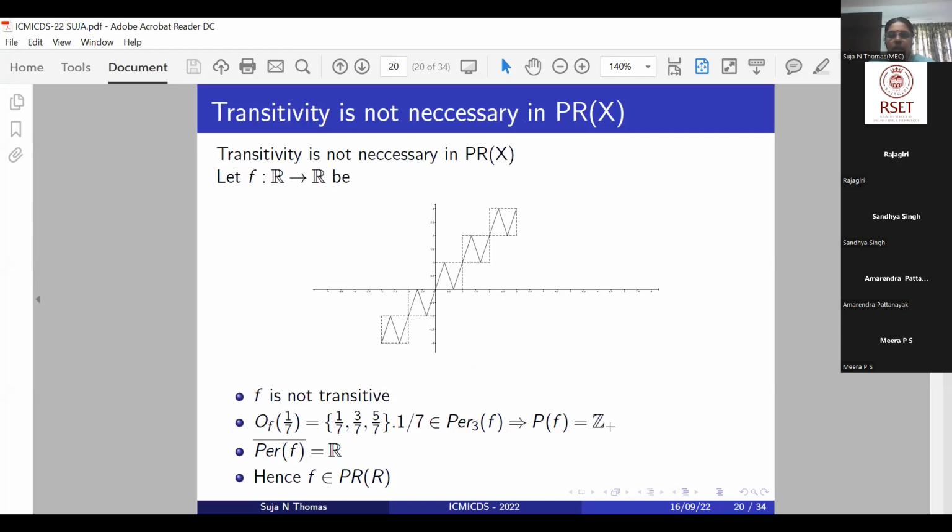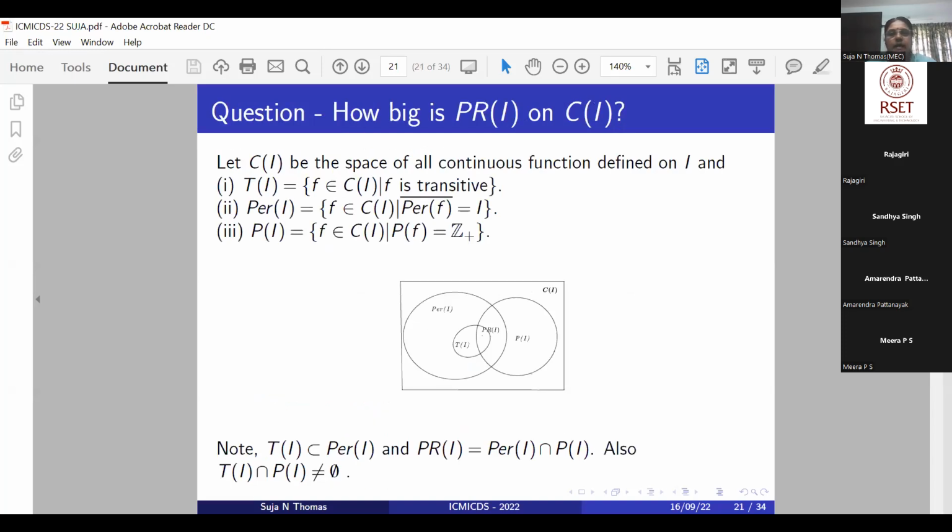Now, transitivity is not a necessary condition for a map to be in PR(X). For example, if you consider a map whose graph is shown here, this is not transitive because the iterates of f in the n plus 1 block will remain in that block itself. It will not go out. But both the conditions, P(f) equal to Z plus and Per(f) closure equal to R, are satisfied here.